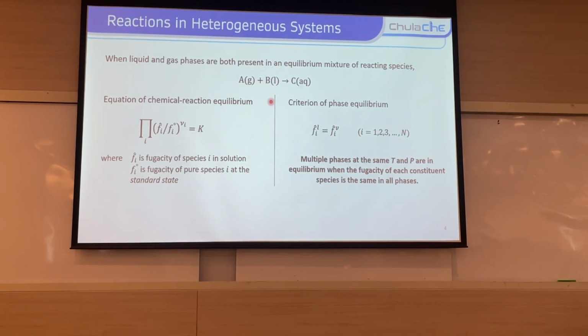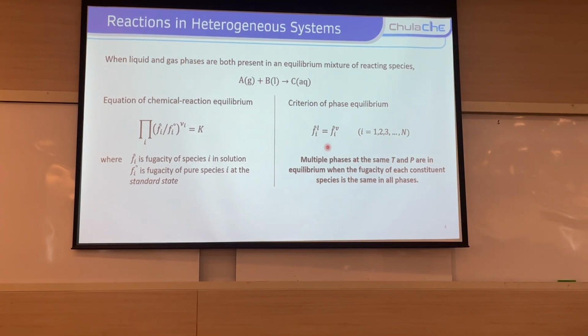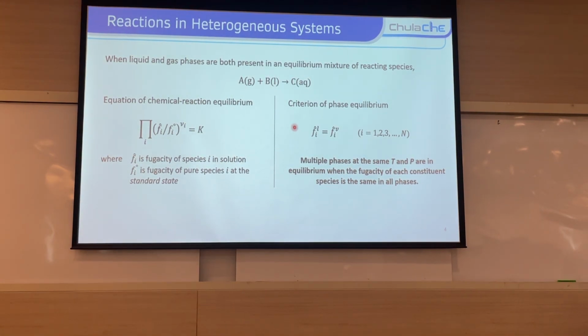You have another criterion of phase equilibrium that you can use for the calculation. We will see the example later. The criterion that you have learned from phase equilibrium is that the fugacity of any species should be equal in every phase. In this case, you have vapor and liquid, right? So the fugacity of species i in the liquid phase should be equal to the fugacity of species i in the vapor phase. This can be used with the equilibrium equation of the chemical reaction equilibrium here to calculate the reaction coordinate again.